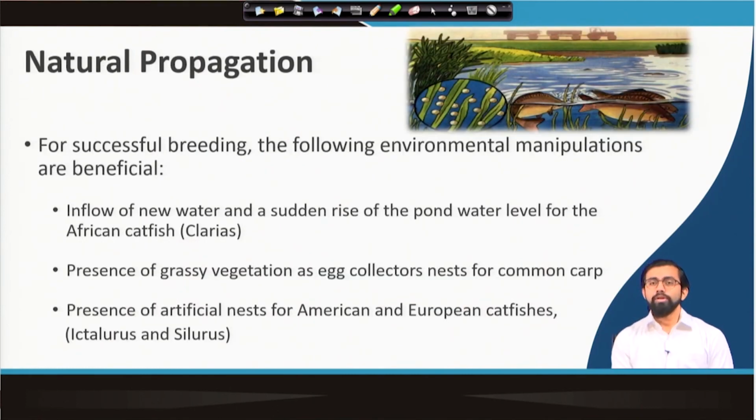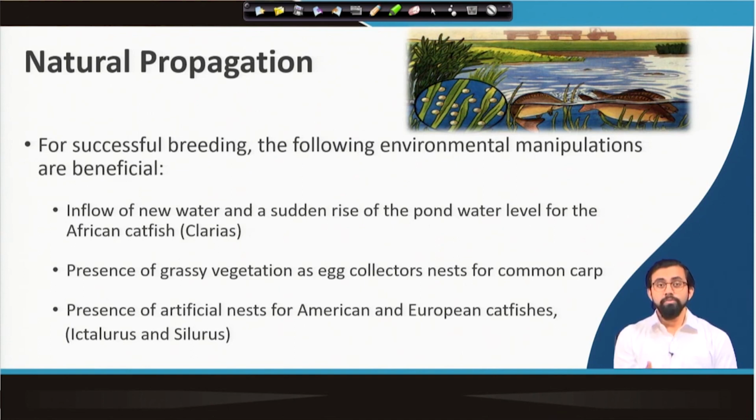What is natural propagation actually? In natural propagation, we try to manipulate the natural conditions and go ahead with the propagation or breeding of the target culture species in our farm. I am giving you some examples. In the case of African catfish, or Clarias, we try to increase the inflow of new or fresh water in the pond or tank, and a sudden rise in the pond water level helps the African catfish go for breeding in a particular breeding season.